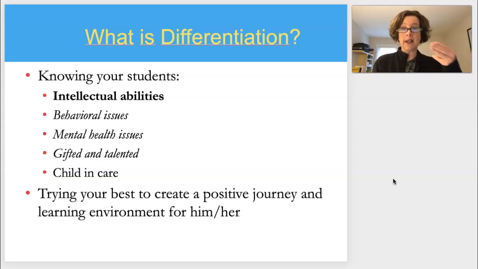We'll look at the italicized ones next lecture, and then children in care will be our 3rd lecture in this series. And the other main component of differentiation is, once you know your students, you try your best to create a positive journey and learning environment for him or her. So that's ultimately the foundational thought behind differentiation.